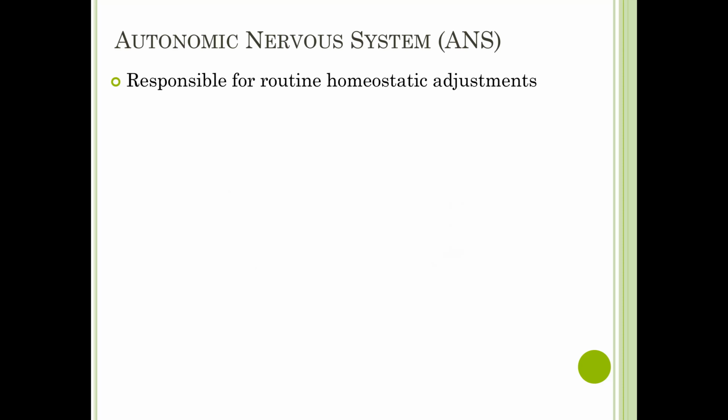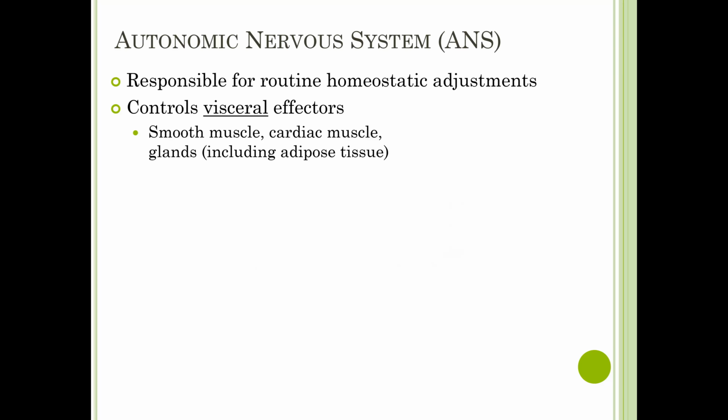As I said, the focus of this chapter is going to be on the autonomic nervous system. The autonomic nervous system is responsible for routine homeostatic adjustments that are completely unconscious. You're unaware of them. These are changes in heart rate, changes in the way your kidney functions and your digestive system, your breathing, your blood pressure. These are all the routine homeostatic adjustments that lie just below your consciousness. So the autonomic nervous system does control visceral effectors. As mentioned previously, this includes smooth muscle, cardiac muscle, and glands, including adipose tissue.